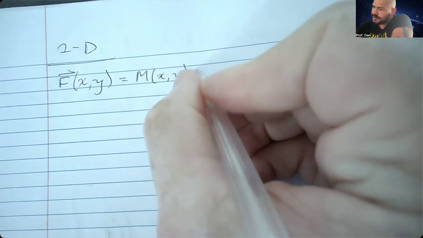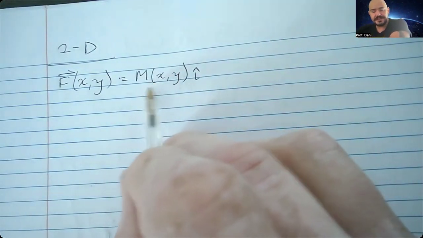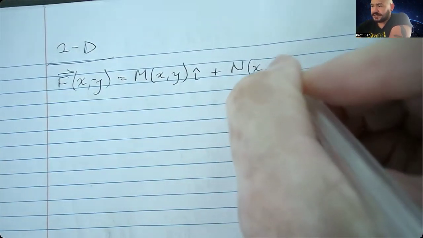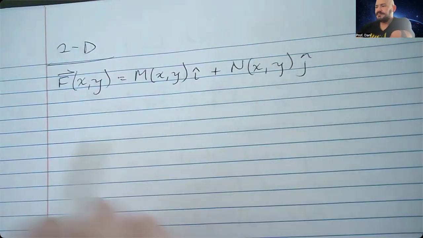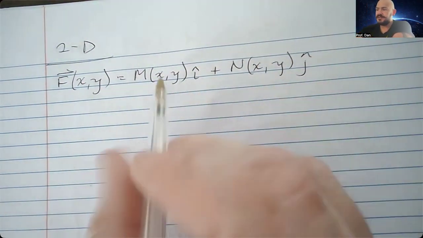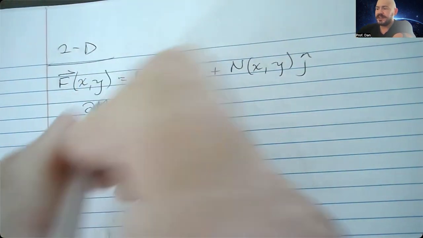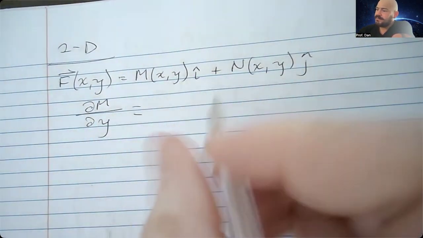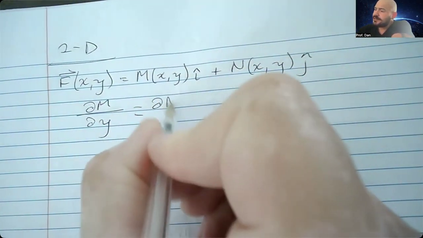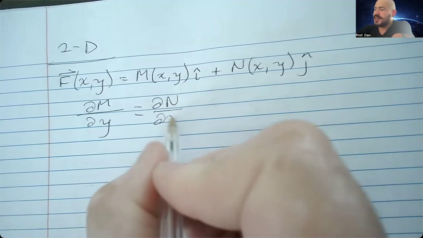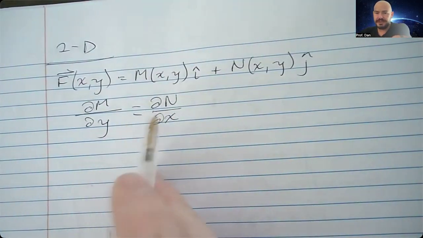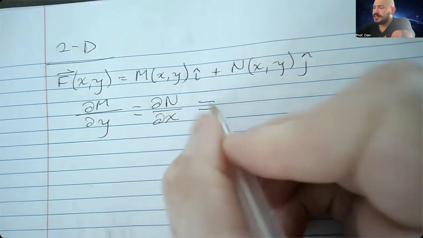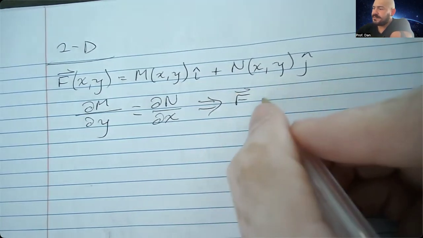All right, we know that there's going to be an i component that is a function of x and y. There's going to be a j component that is a different function of x and y. All right, and basically if I take the partial of my i component with respect to y, and I take the partial of my j component with respect to x, if those two things turn out to be equal for all values of x and y, then that implies that F is conservative.